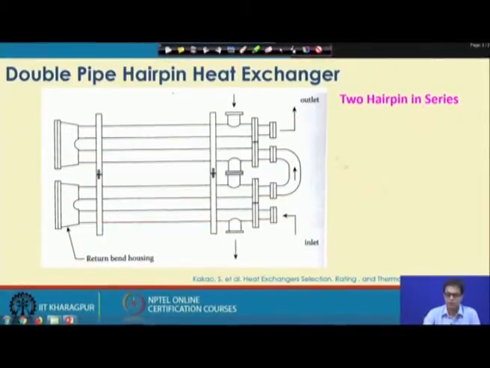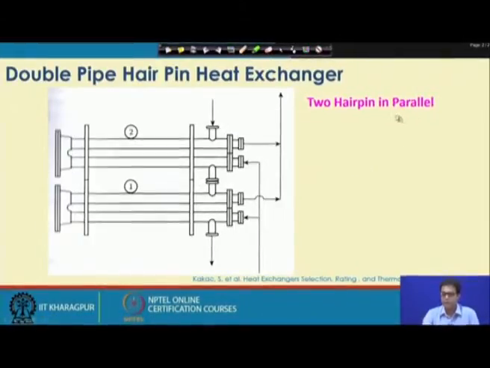We also have the option to put them in parallel mode. So, in parallel mode, what happens? One of the fluid streams is divided into two parts. Say, for example, one of the fluid streams comes over here and is divided into two parts. One part enters this stream and carries on like this. The other part is distributed to the second hairpin. This is entering here, at this point. That is how it is divided into two.